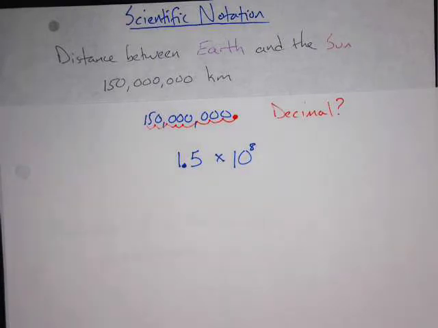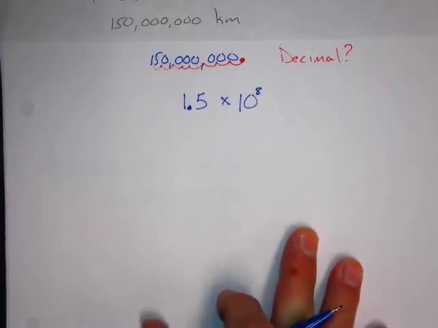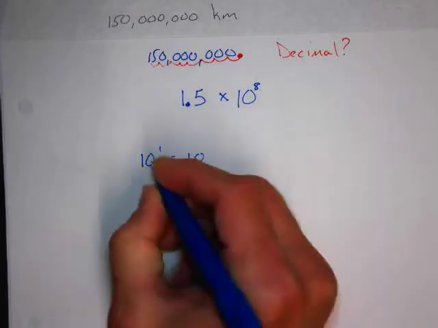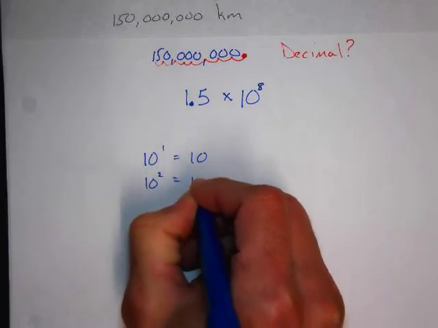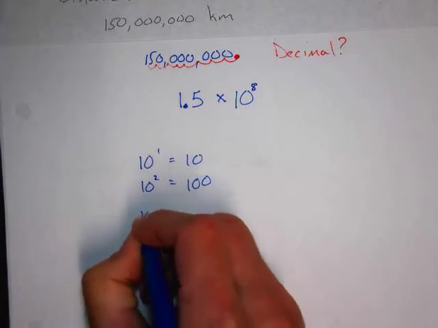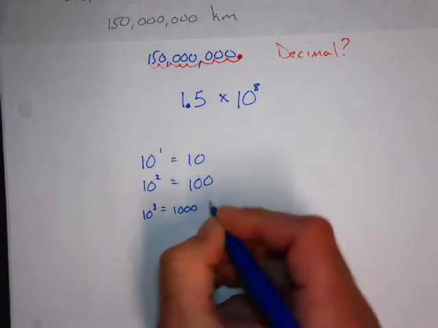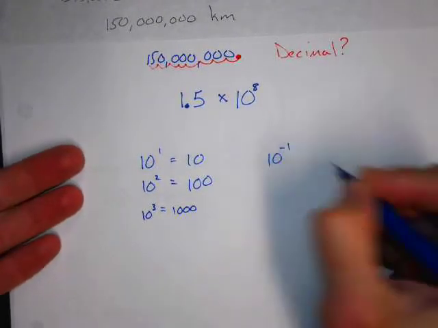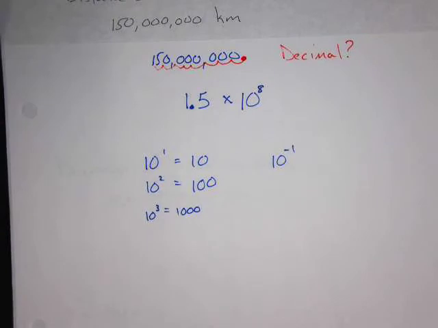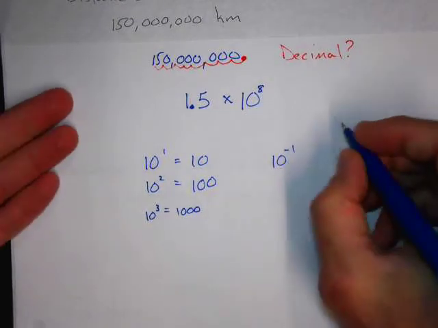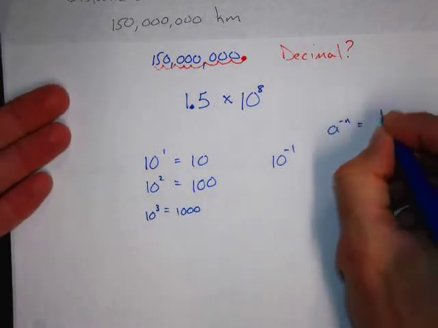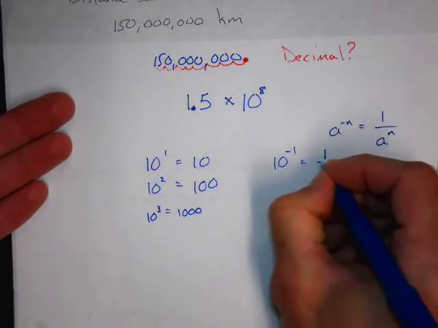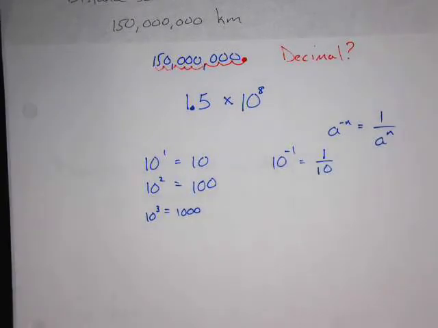Now, let's think about this in terms of exponents. We know that 10 to the first power is equal to 10, right? And we know that 10 to the second power is equal to 100. And we know that 10 to the third power is equal to 1,000. So let me ask this question. Do you remember what 10 to the negative 1 power might be? Laws of exponents, right? A to the negative n is 1 over a to the positive n. So 10 to the negative 1 power is actually 1/10. It's actually small. And what is 1/10?